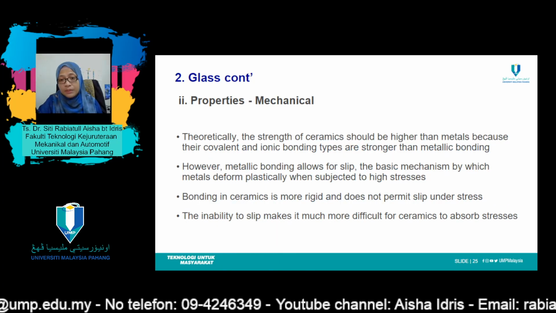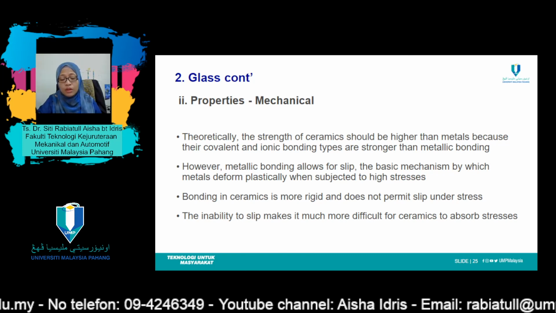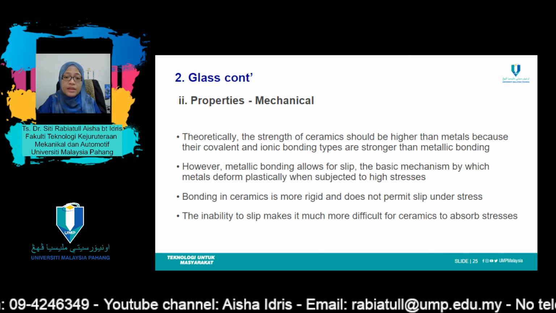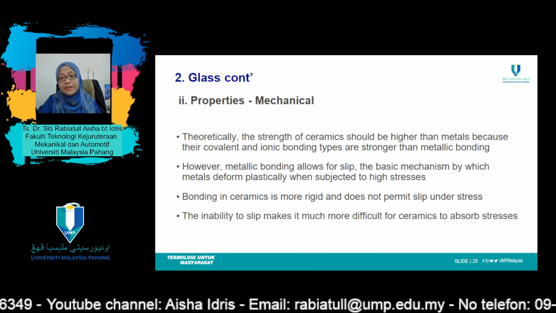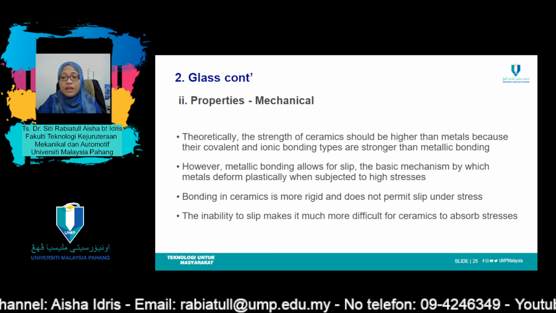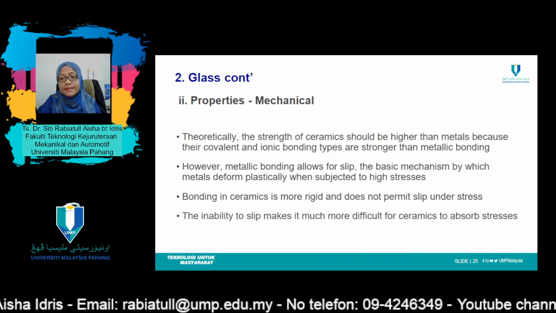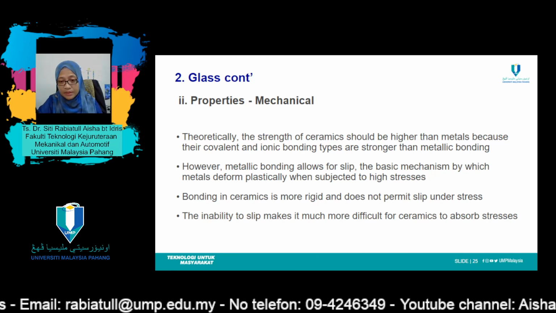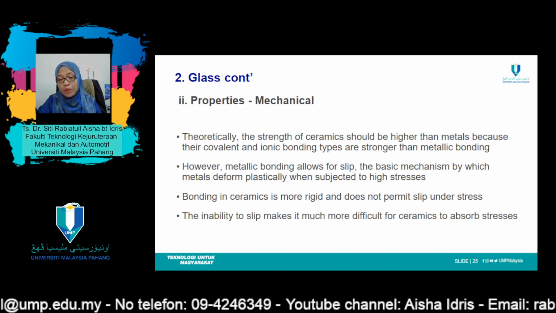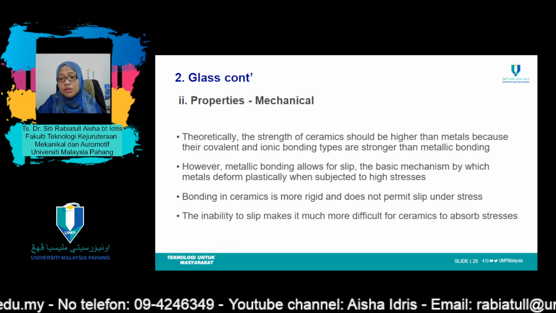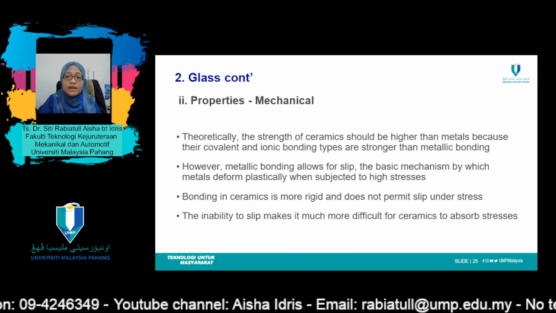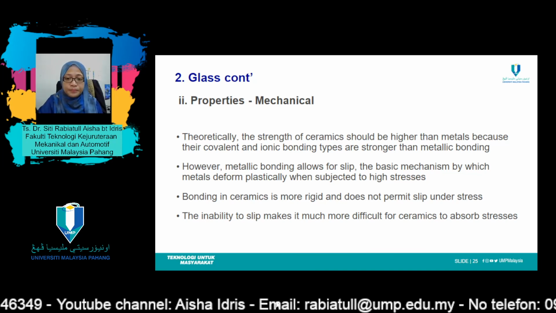As for the mechanical properties, theoretically the strength of ceramics should be higher than metals because their covalent and ionic bonding types are stronger than metallic bonding. However, metallic bonding allows for slip, the basic mechanism by which metals deform plastically when subjected to higher stresses. Bonding in ceramic is more rigid and does not permit slip under stress. That's why we call it brittle. The inability to slip makes it more difficult for ceramic to absorb stresses.